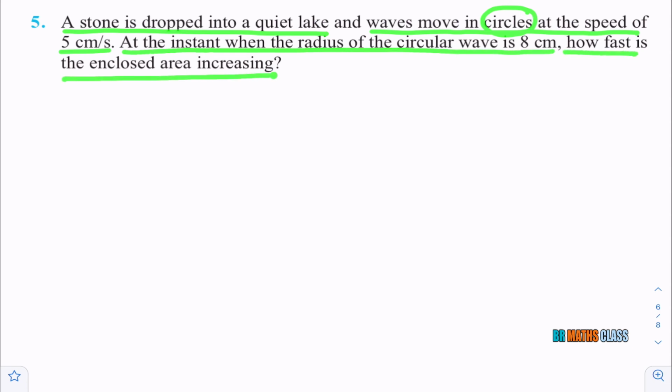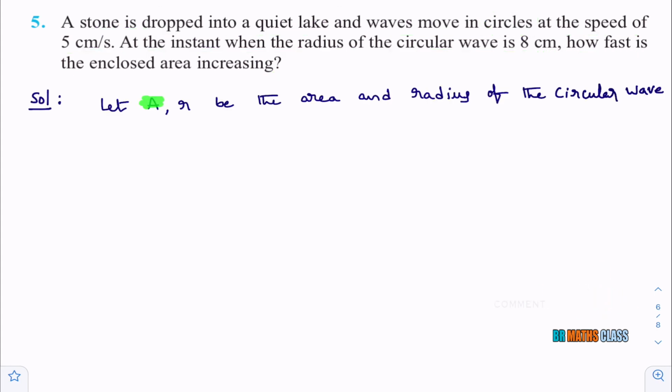So as I identified this problem is circle related, I'll write the first step of the solution. I take capital A as the area of this circular wave and small r as the radius of the circular wave. Now I'll write the given information. Waves move in circles at the speed of 5 centimeter per second. This centimeter per second is important. In this, two things are there: one is area, and as they gave centimeter per second, this is dr by dt. So the given information is dr by dt.